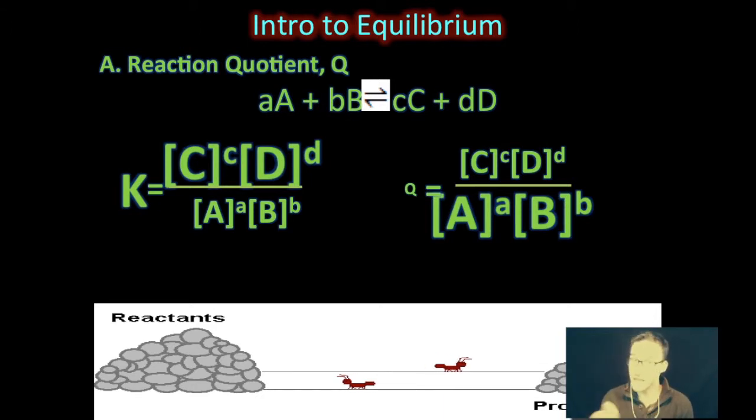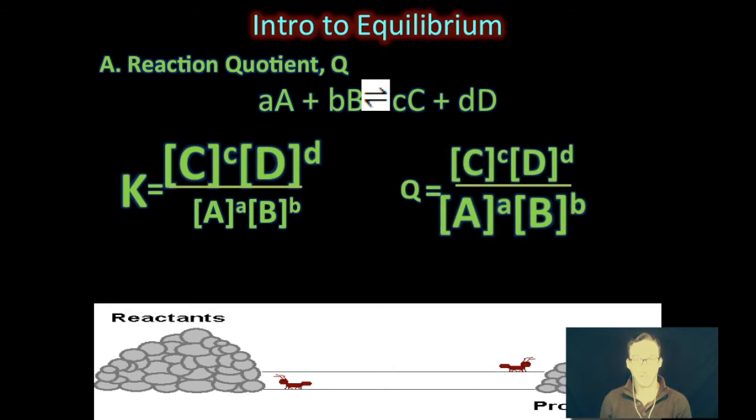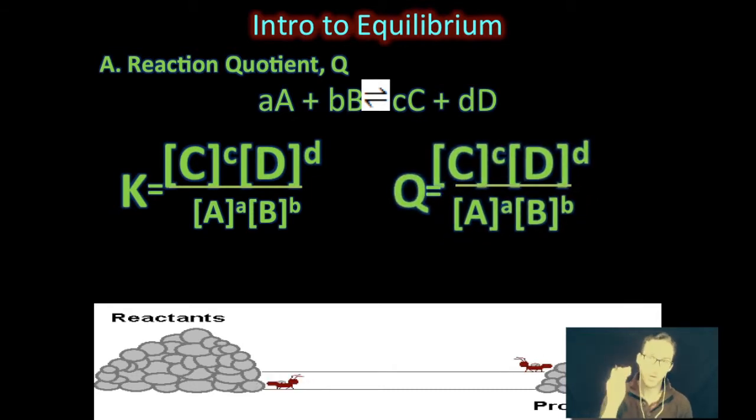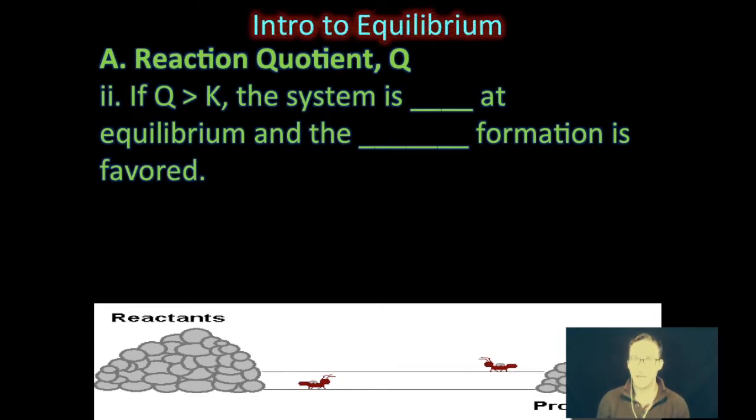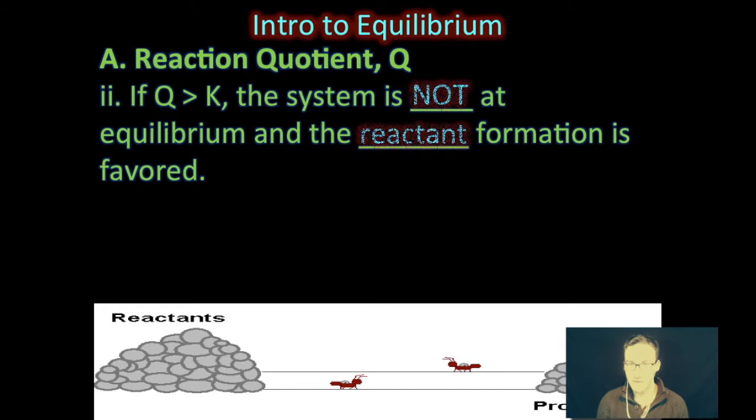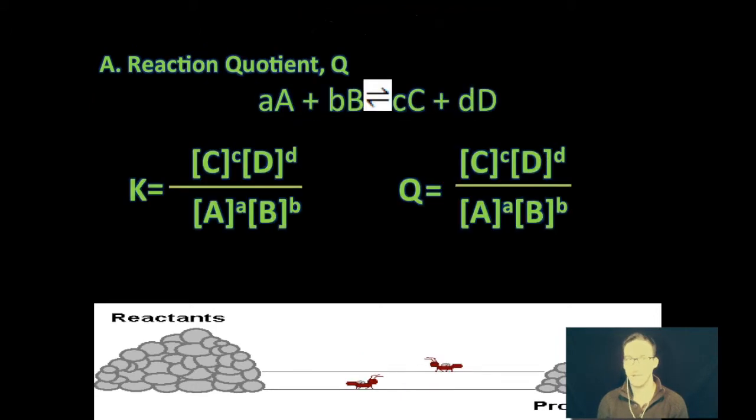And if Q is less than K, in order to establish equilibrium, we're going to use those reactants up and form the products so that we reach equilibrium. If Q, however, is greater than K, again, we're not at equilibrium because it's not at K, but here we're going to favor the formation of the reactants.